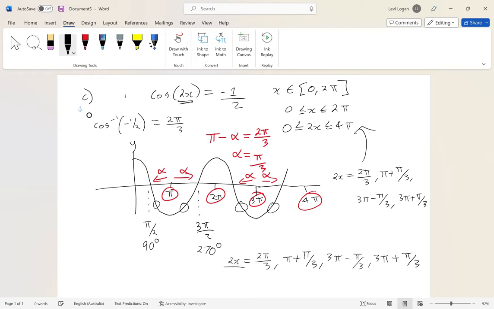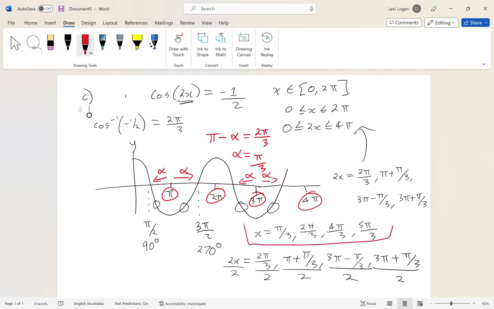Now we're going to divide everything by 2. And our solutions will be x is equal to pi over 3, 2 pi over 3, 4 pi over 3, and 5 pi over 3. And those are solutions to this trigonometric equation. Alright, we're going to try one more now. So I'm just going to rub all this out.